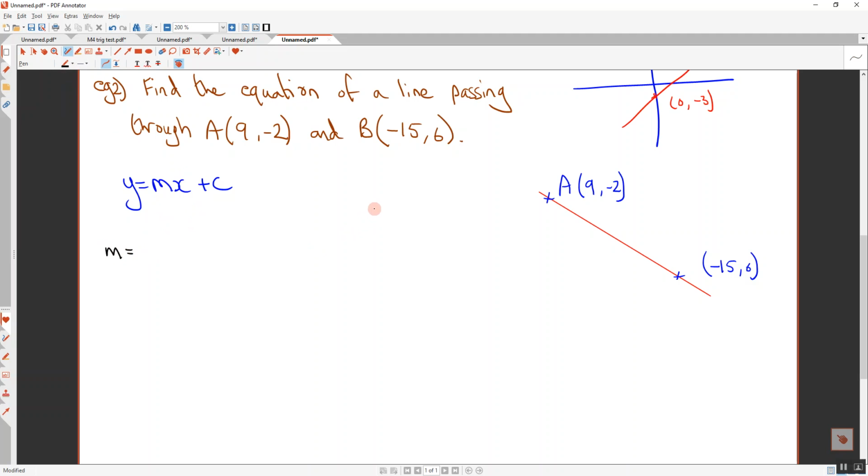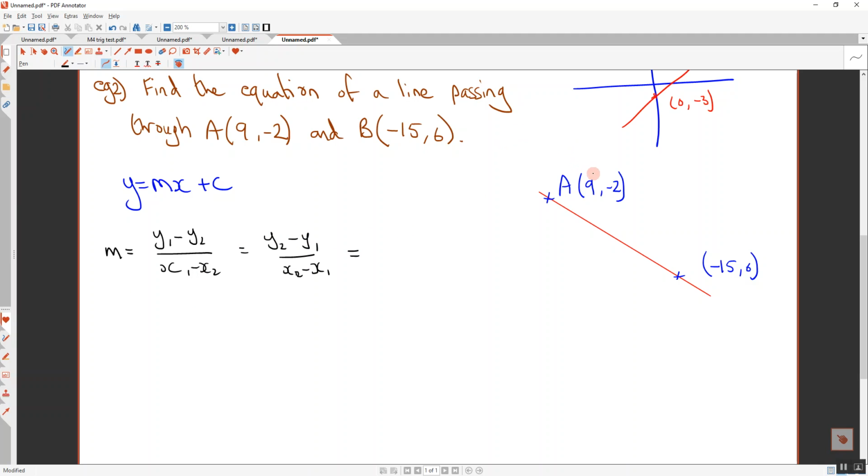Hands up. Jojo? Y1 minus Y2 over X1 minus X2. Right, okay, so Jojo did Y1 take away Y2 over X1 take away X2. Because I know some of you did it like this, Y2 take away Y1 over X2 take away X1, does it matter? No, it doesn't matter. So this is how we work out the gradient. This is what we did a while back.